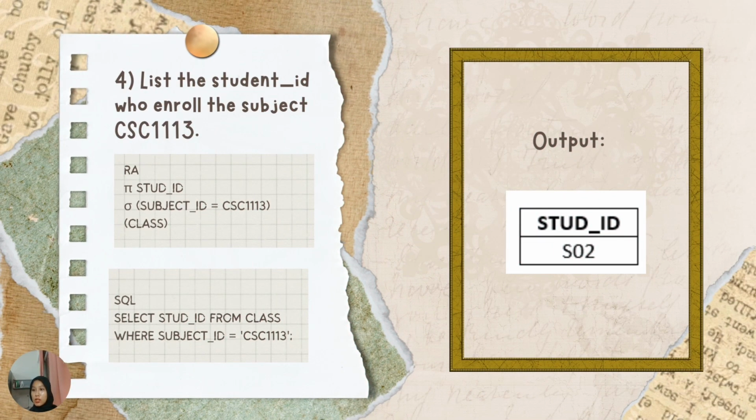The first question sounds like, list the student ID who enrolled in the subject CSC 1113. In summary, the expression of student ID retrieves the value from the class relation where the subject ID is CSC 1113. So it represents a query to find the student ID of those who have enrolled in the subject CSC 1113. This one is the output for the students who enrolled in the subject CSC 1113.